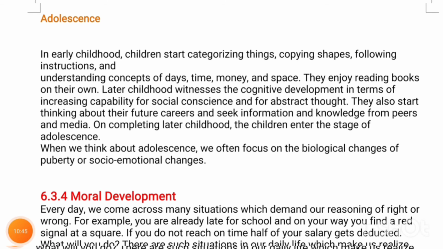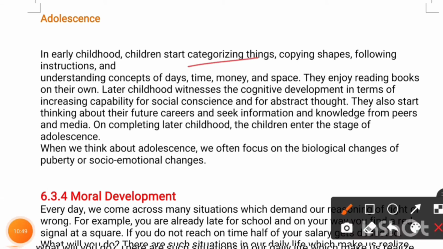In early childhood, children start categorizing themselves. They copy shapes, follow instructions, and understand the concepts of days, time, money, and space. All this learning takes place at the time of their cognitive development.